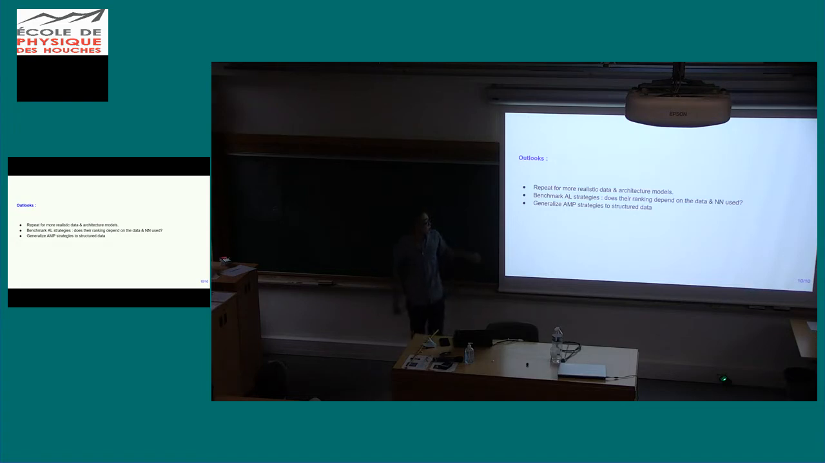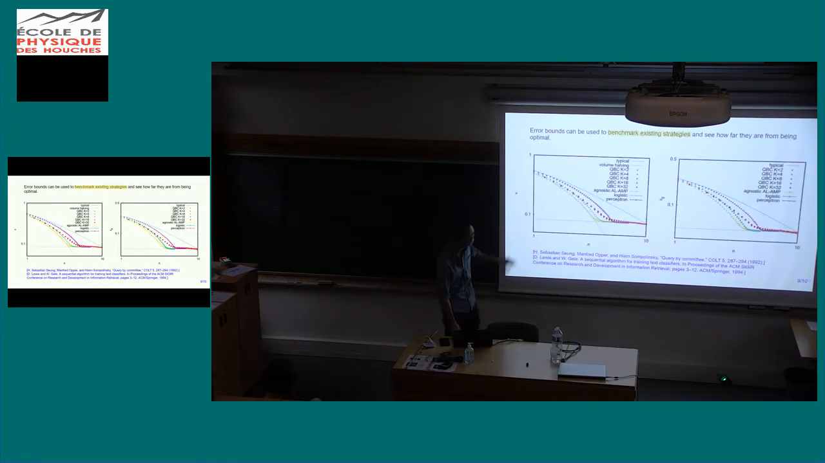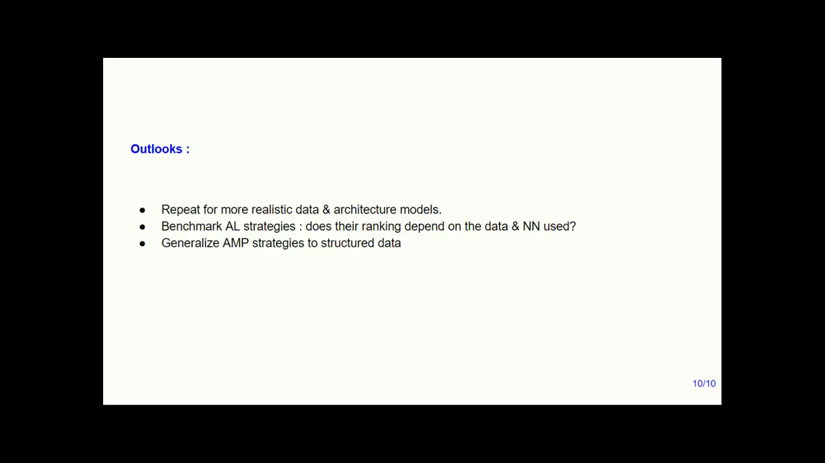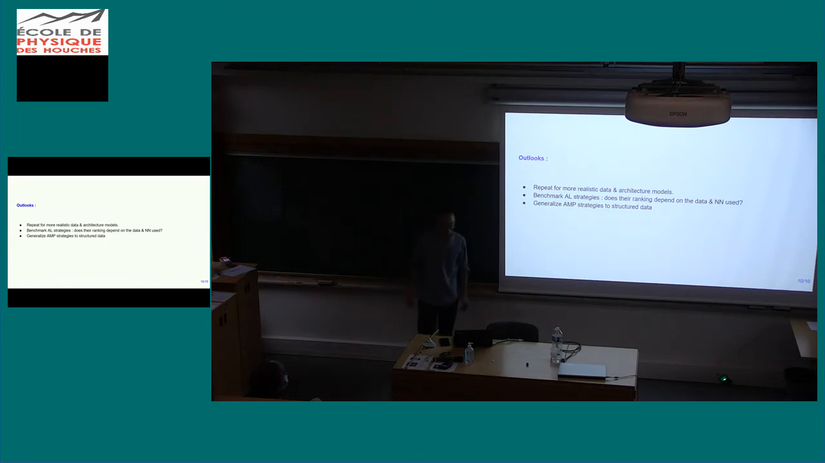And then, as you may have seen, the AMP-inspired strategies that we use are performing pretty well, pretty close to the optimum in this case. But they are known to break down for more structured data, and real data is structured. So one possible way to continue this work is to adapt it so that it is more robust and can work as an active learning strategy for real-world data.